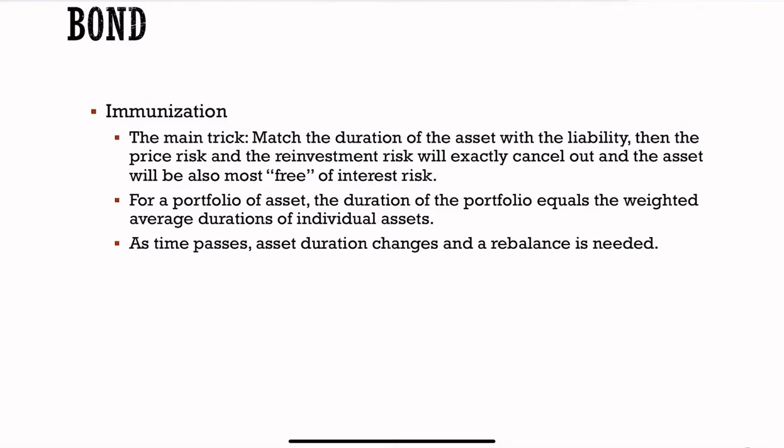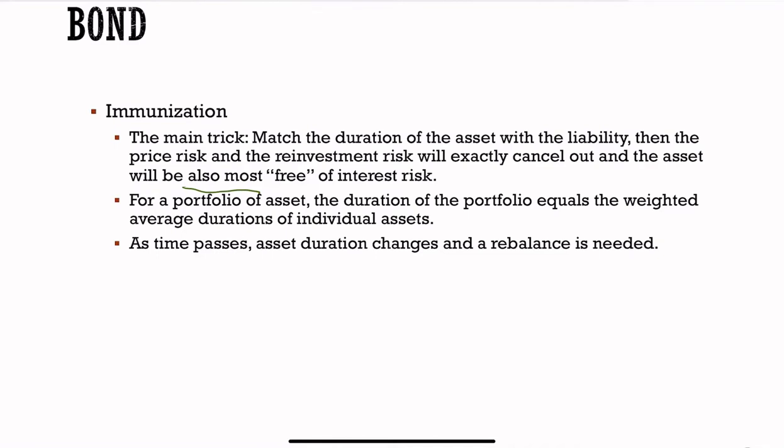And the beauty of this matching technique is when you match the duration here, the price risk and the reinvestment risk will exactly cancel out, right? So this basically means that the asset will be almost free of interest rate risk. I'm saying almost here because there is also this convexity issue, which will actually affect how you can immunize your bond portfolio from this interest rate risk.